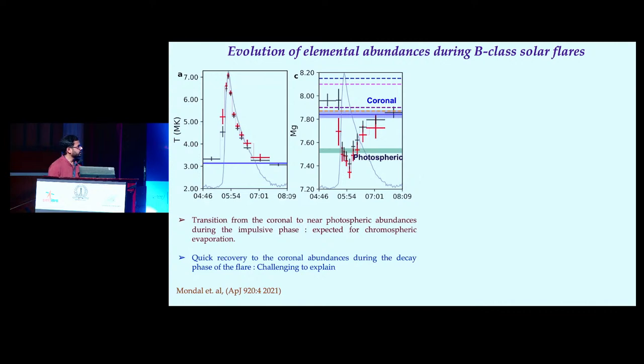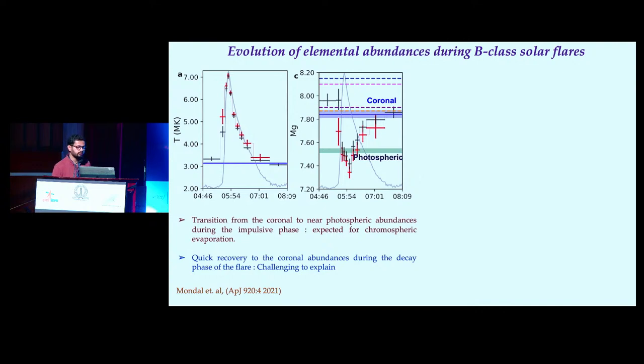We found that in the impulsive phase of the flare, there is a transition of abundance from coronal to photospheric values, and that can be explained by chromospheric evaporation during the flaring process. But in the decay phase, we found a quick recovery of the abundances from photospheric to coronal values, and this recovery happened within a few minutes. It is challenging to explain this quick recovery of the abundances in the decay phase.